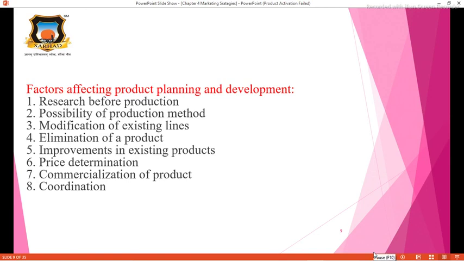Let us see the next one, the elimination of a product. Product planning also involves the elimination of unprofitable and loss-making products so that the resources can be used somewhere else.